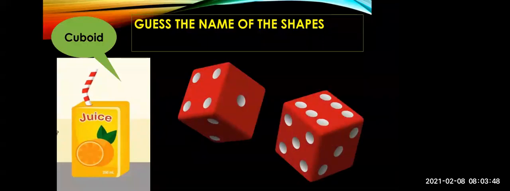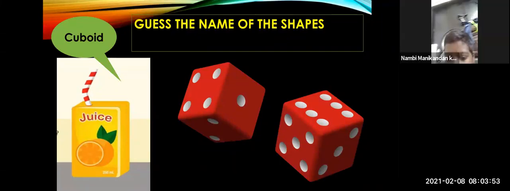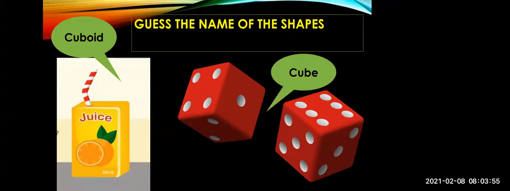Now the second one. This is the dice. Can you tell me which shape it is? Cube. Very good. It's a cube. Yes. In a cube, all the sides are in a square shape. Right?